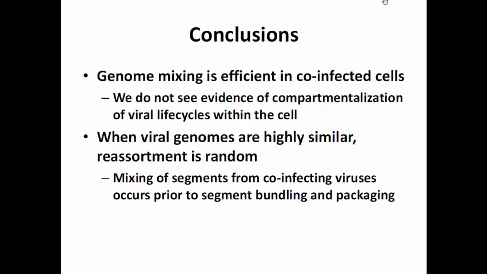Right, so to conclude from those data, we've seen that genome mixing is efficient in co-infected cells, so we do not see evidence of compartmentalization of the viral life cycles. We've also seen that when viral genomes are highly similar, reassortment is random, which gives us an interesting insight into the viral life cycle. It suggests that the mixing of segments from co-infecting viruses occurs at one or more stages of the viral life cycle, which precede segment bundling and packaging into the viral particle.